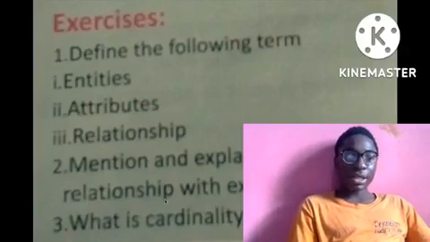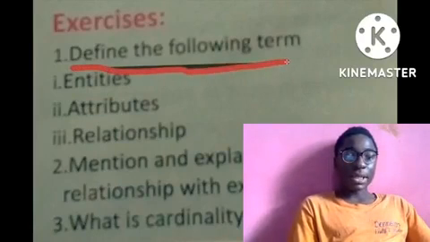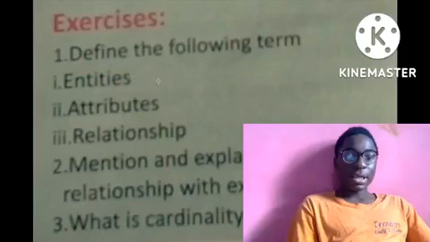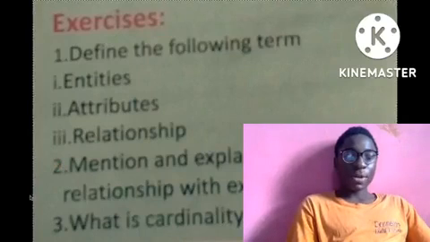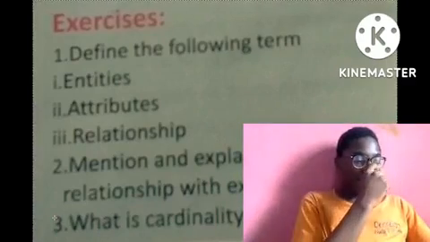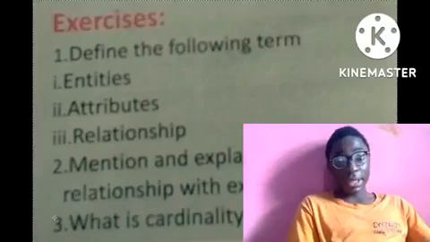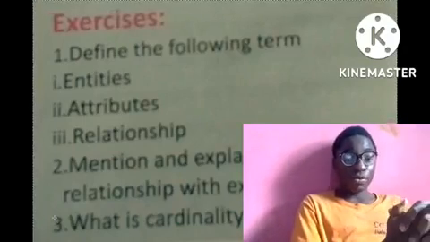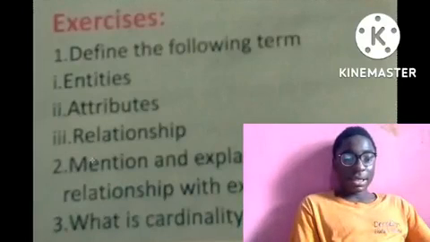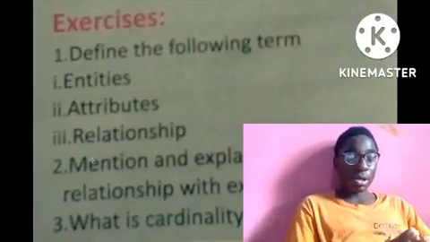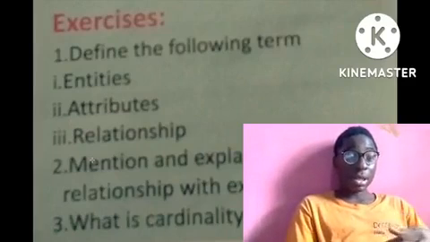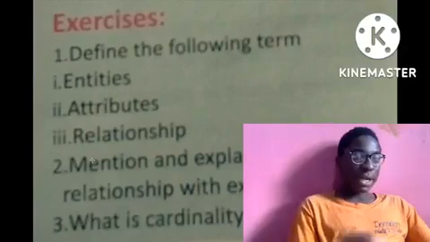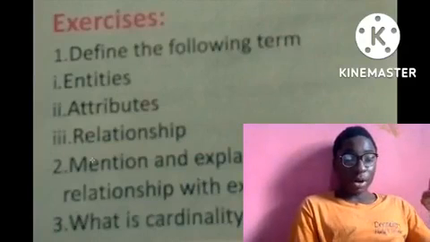On the screen you can see some questions displayed. Examples of these questions are: define the following terms: entities, attributes, and relationship. Then you have to mention and explain three types of relationship, and say what cardinality is. I didn't talk about cardinality, but cardinality is basically the relationship between the entities in terms of the number of them. For example, there's a singular cardinality in the one-to-one relationship, and there's multiple cardinality in the many-to-many relationship. So it's the number of entities at each end of the relationship.